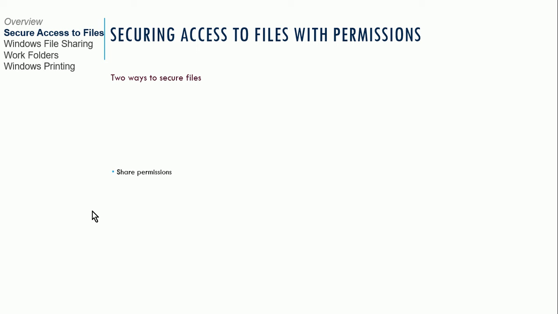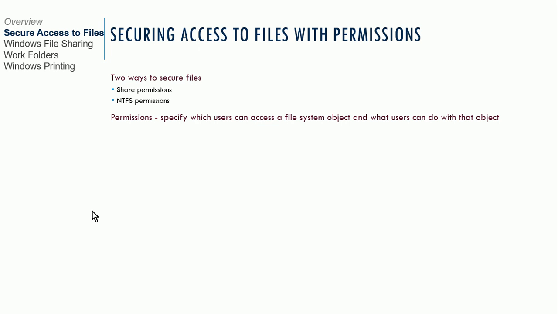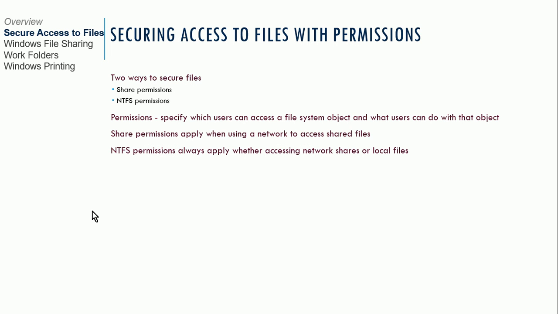So let's talk about securing access to files with permissions. There are two ways to secure files. We can use share permissions and NTFS permissions, which are distinct from one another. Permissions basically specify which users can access a file system object and what users can do with that object. Share permissions apply when using a network to access shared files, and NTFS permissions apply when you're on the local file system. So share permissions are when we're accessing a file, for example, with SMB over the network or Windows file sharing, whereas the NTFS permissions apply when we're looking at files locally, if we're locally moving files or trying to access files within the local file system.